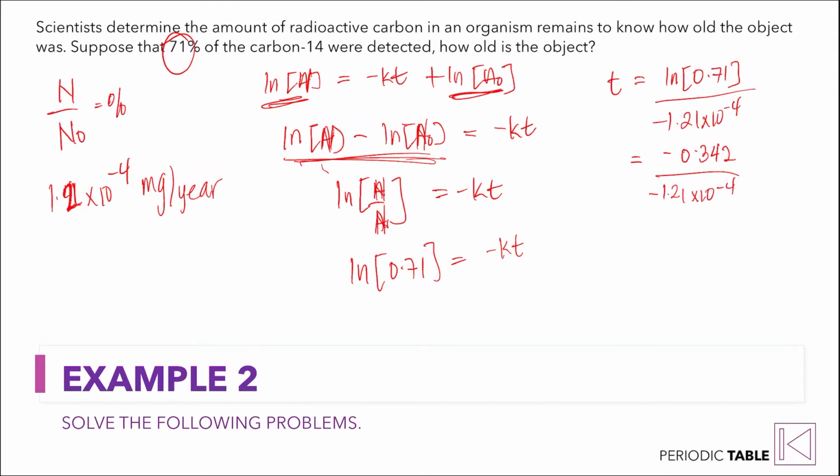So, 0.342 divided by 1.21 times 10 raised to negative 4. So, ang ating time ay 2,826 years. So, 2,286 years, yung tanda yung ating object.